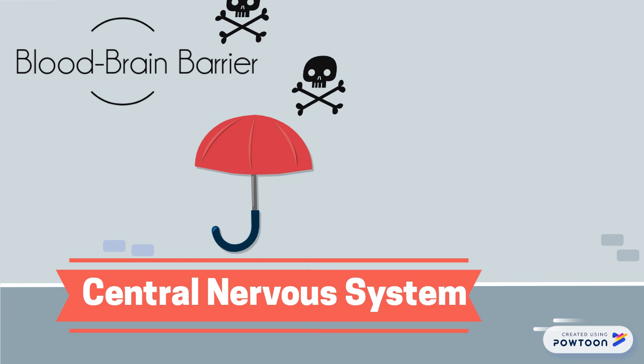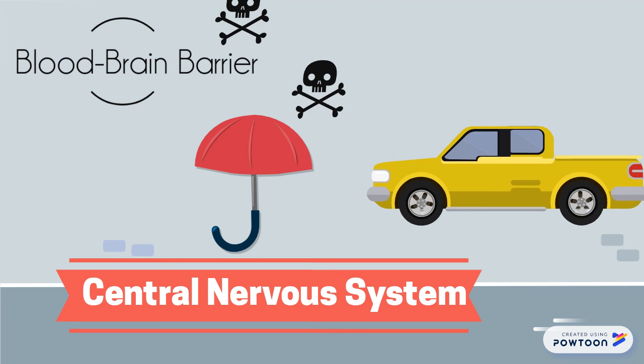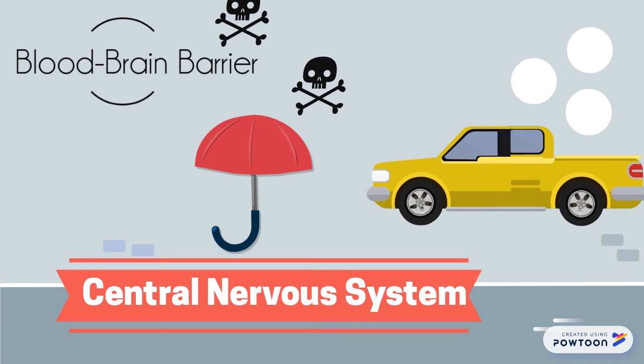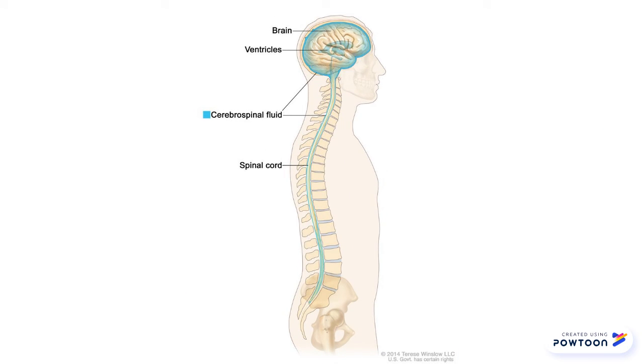The cerebrospinal fluid plays a role in transporting hormones, white blood cells, and nutrients across the blood-brain barrier for the brain and spinal cord cells. This fluid circulates throughout the brain and spinal cord.